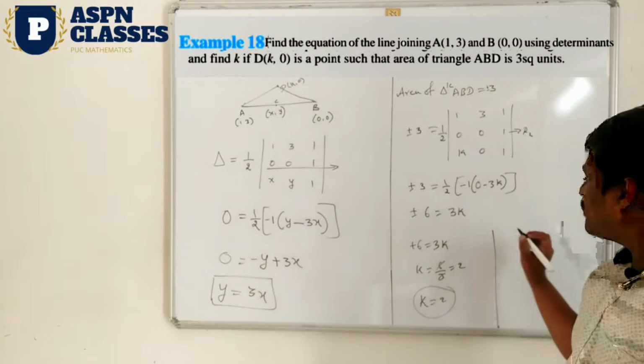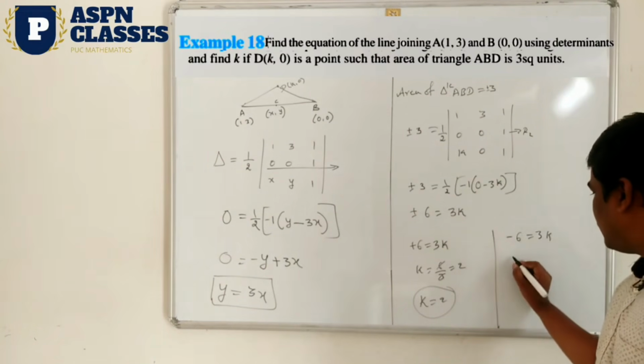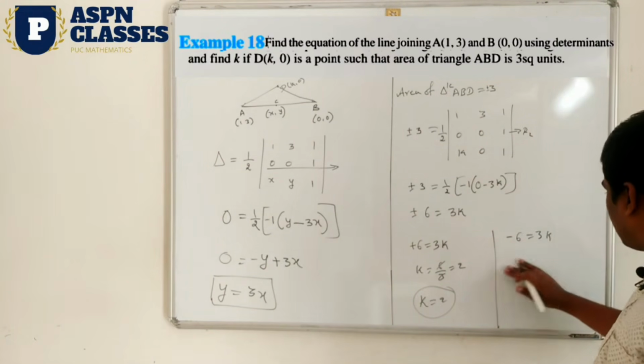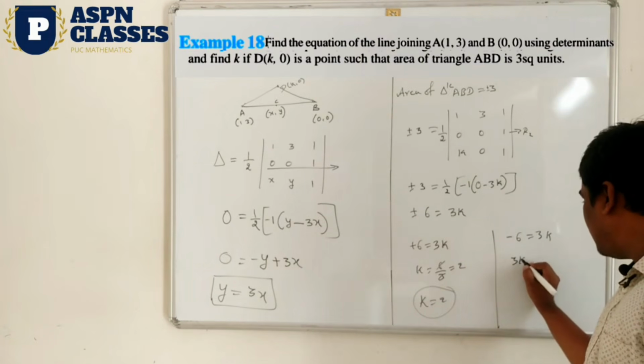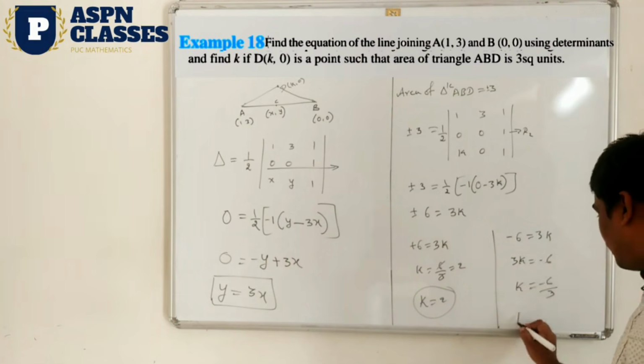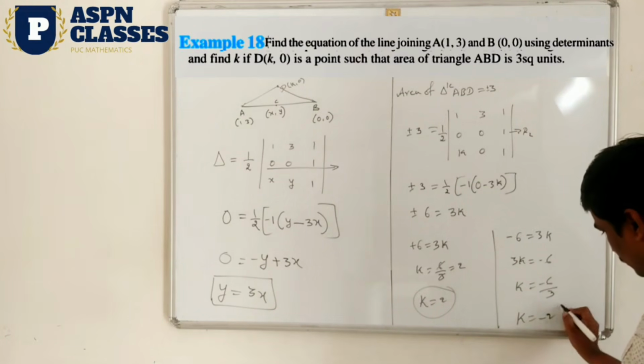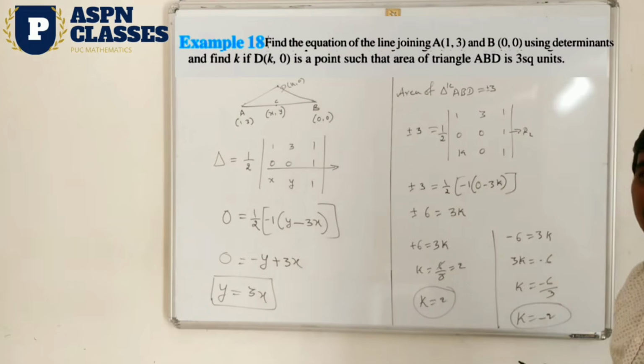And one more case, suppose you take k value as minus 6, and then minus 6k you have to shift to this side, 3k is equal to minus 6, and then k is equal to minus 6 by 3, it means k is equal to minus 2. So these two are the answers.